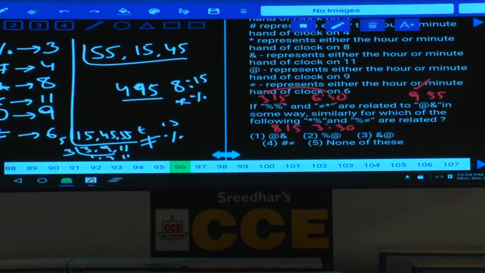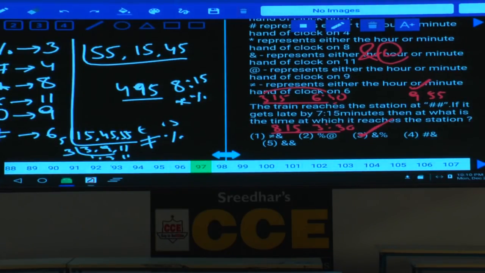11 is end and 45 means 9. 9 is at the rate of, end and at the rate of, that is given in choice 3. Question number 96, choice 3 is the answer. That means sum of these two equals this one. Similarly 815 plus 330 must be equal to 11:45 and that is given in at end and at the rate of. Then question number 97.